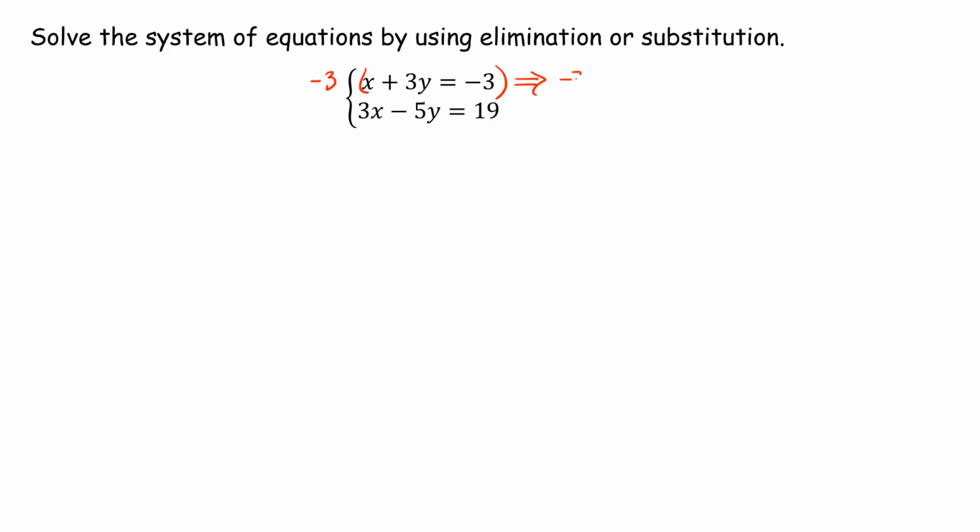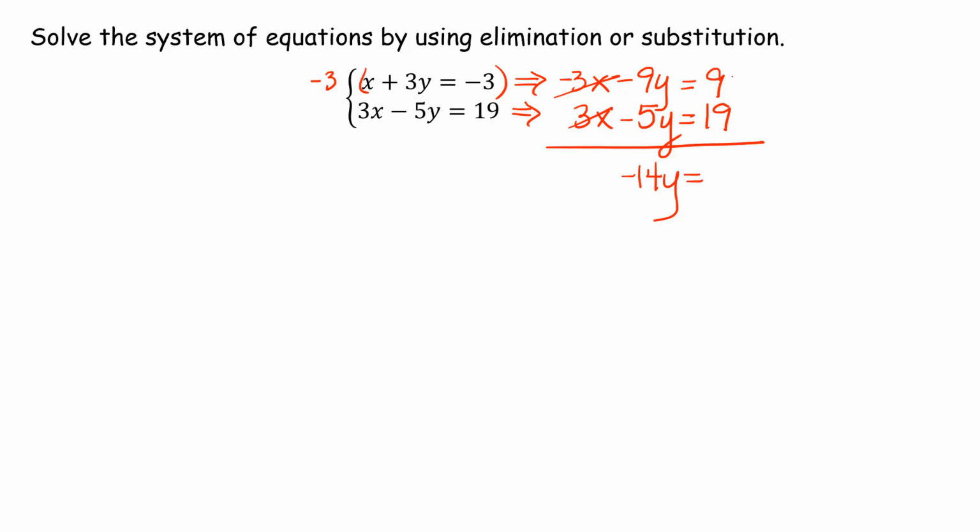Negative 3 times x is negative 3x. Negative 3 times 3y is minus 9y. Negative 3 times negative 3 is 9. This second equation, I'm not going to do anything to it. I'm going to leave it the way it is. Now I'm going to add the two equations together. Negative 3x plus 3x is 0, so that's gone. Negative 9y minus 5y is negative 14y. And 9 plus 19 is 28.